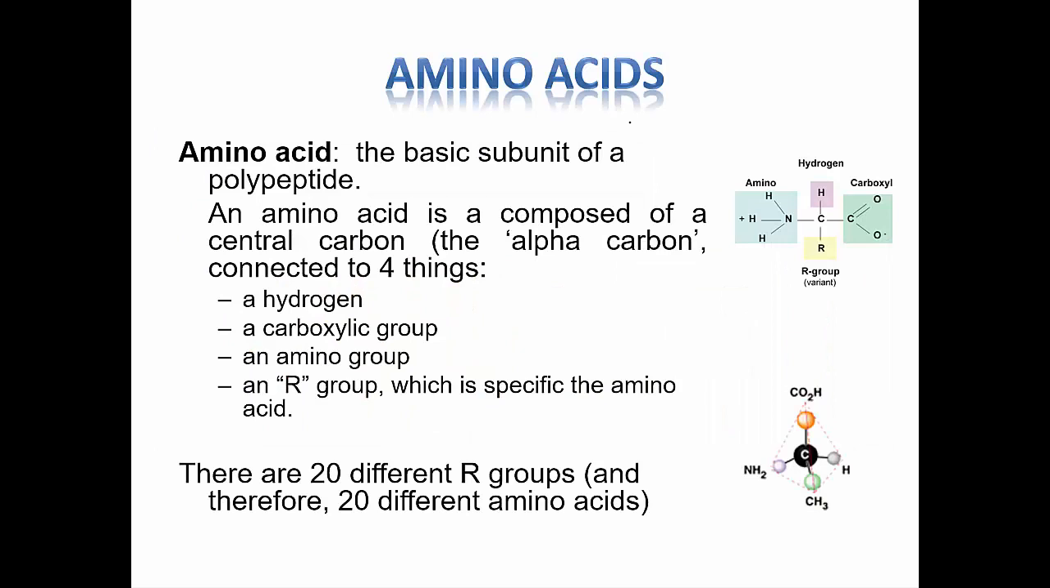All right, let's talk about the monomers now, the amino acids, the basic subunit of a polypeptide. To start with, it's made out of a carbon, so we call this the central carbon. And you know, carbon forms 4 bonds, right? So we're going to talk about what's attached to each of those.